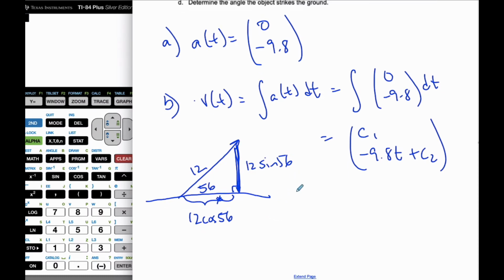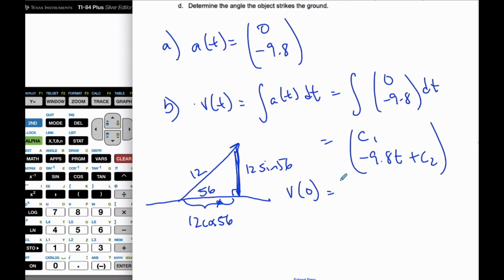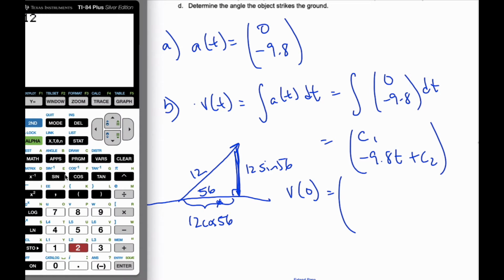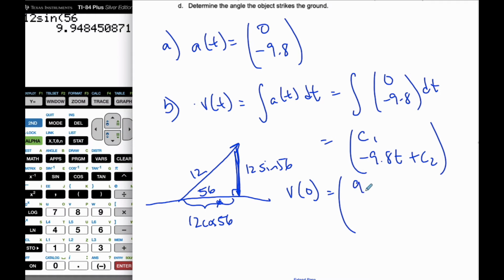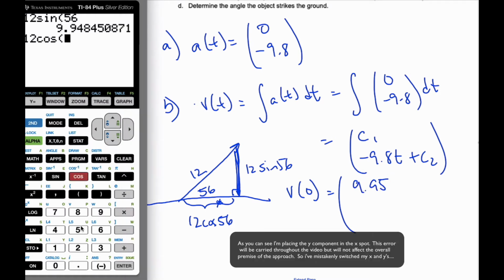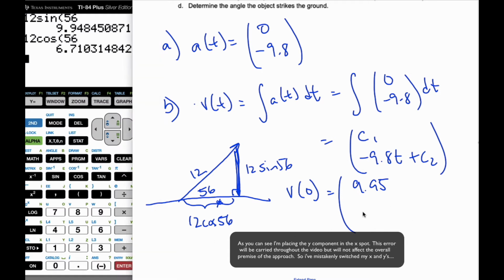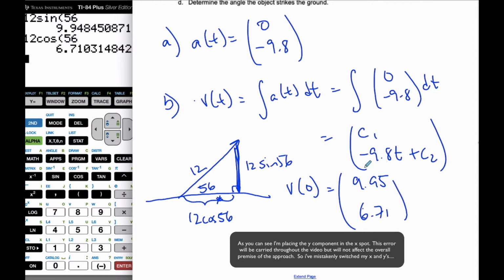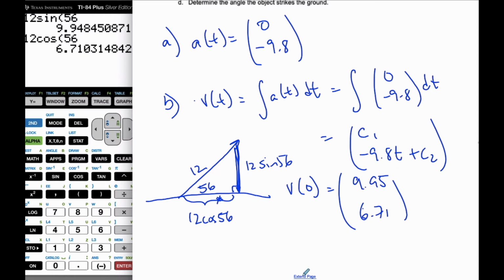And so my initial velocity, my velocity at time 0, is going to equal, if I do 12 sine 56, I get 9.95. And if I do 12 cosine 56, I get 6.71. And so this can help me find my constants.